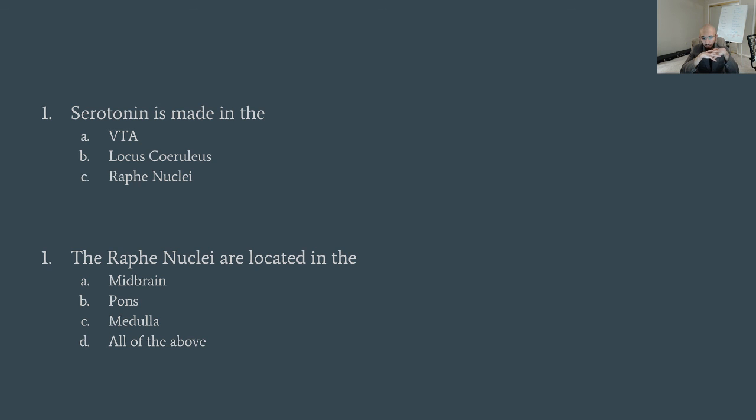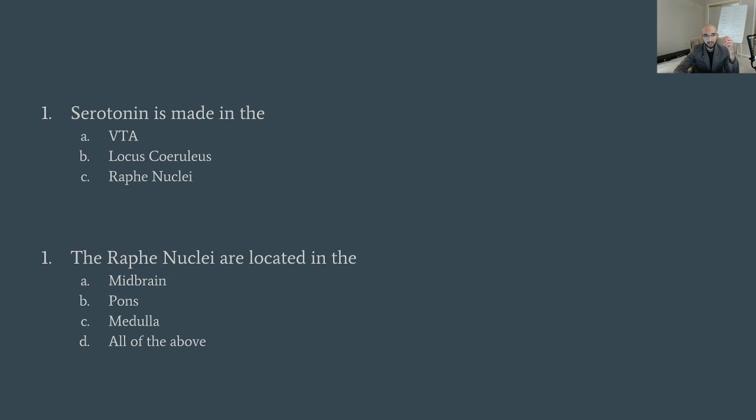Good. So the top one is C. The raphe, I don't know how to say that. I've never looked it up. Nuclei. And it's nuclei, multiple nuclei. So the answer to the second question is D, right?